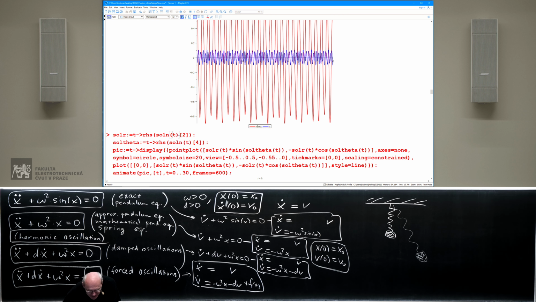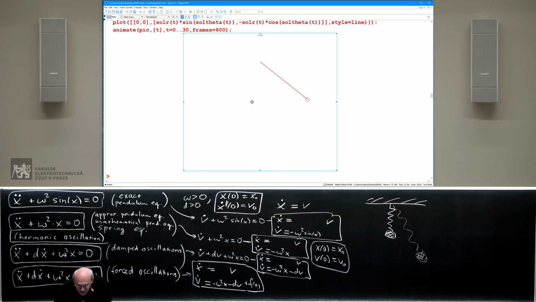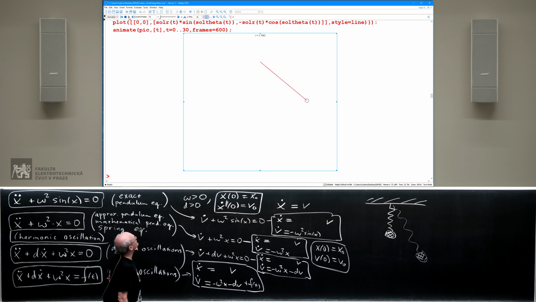I actually figured this out by finding it on the internet to some extent. I got inspiration from people who are much better in Maple than I am. So I found a way to visualize it. Here we go. And as you can see, this mass, which is the circle, is moving left and right, swinging, but also going up and down. So that's the movement that we can see over here.